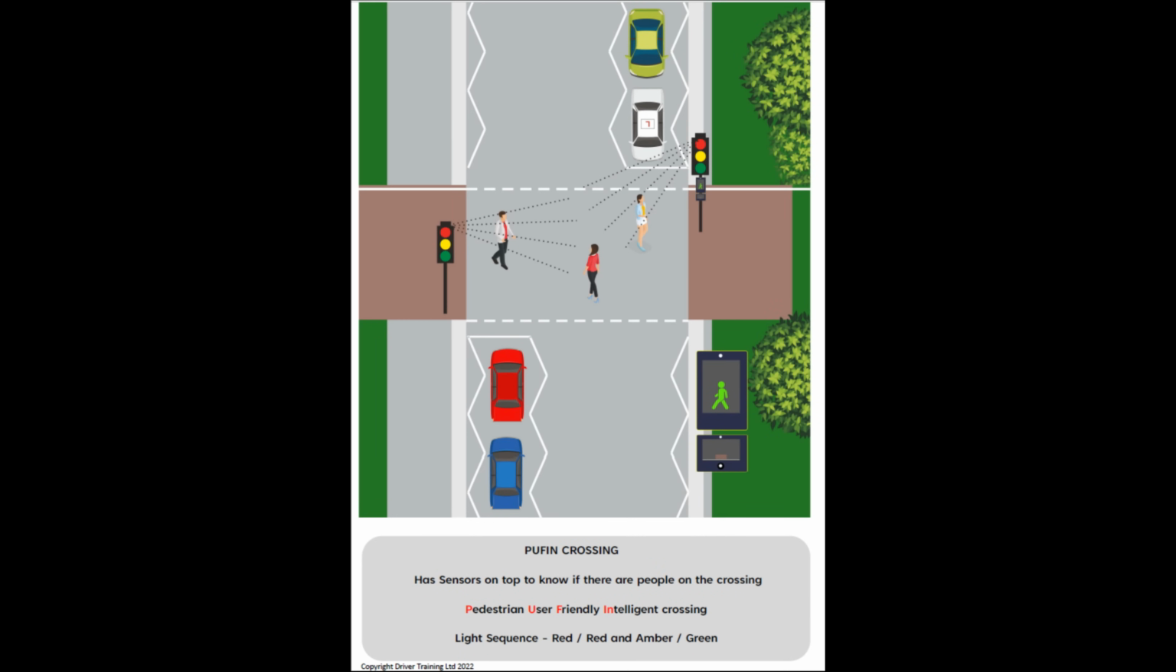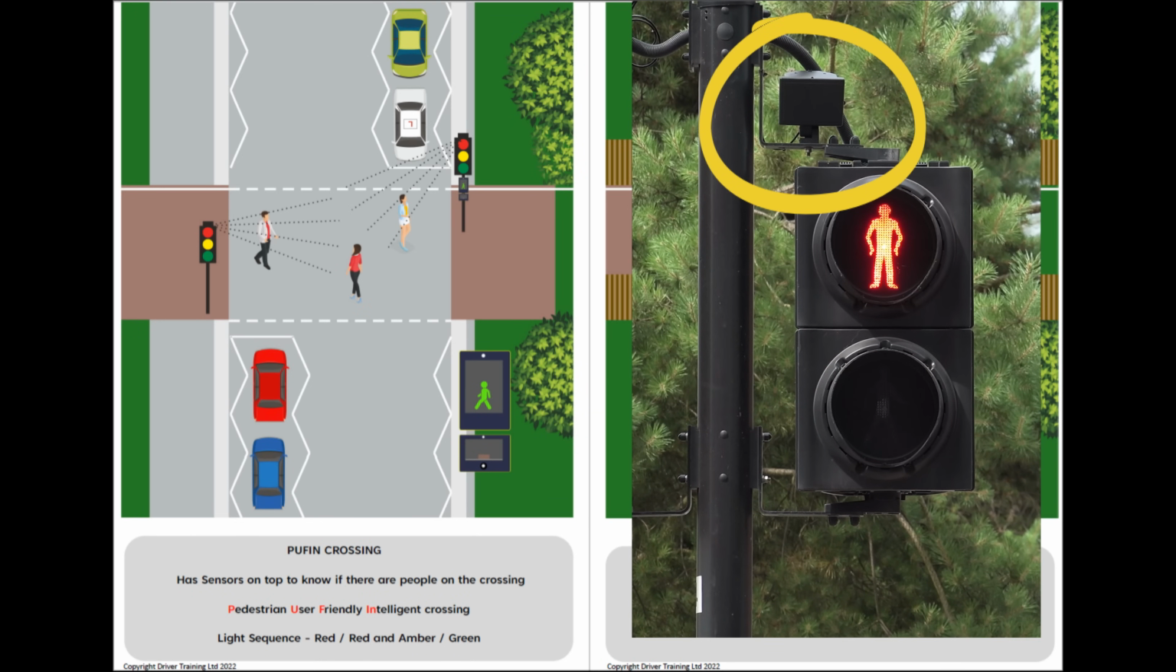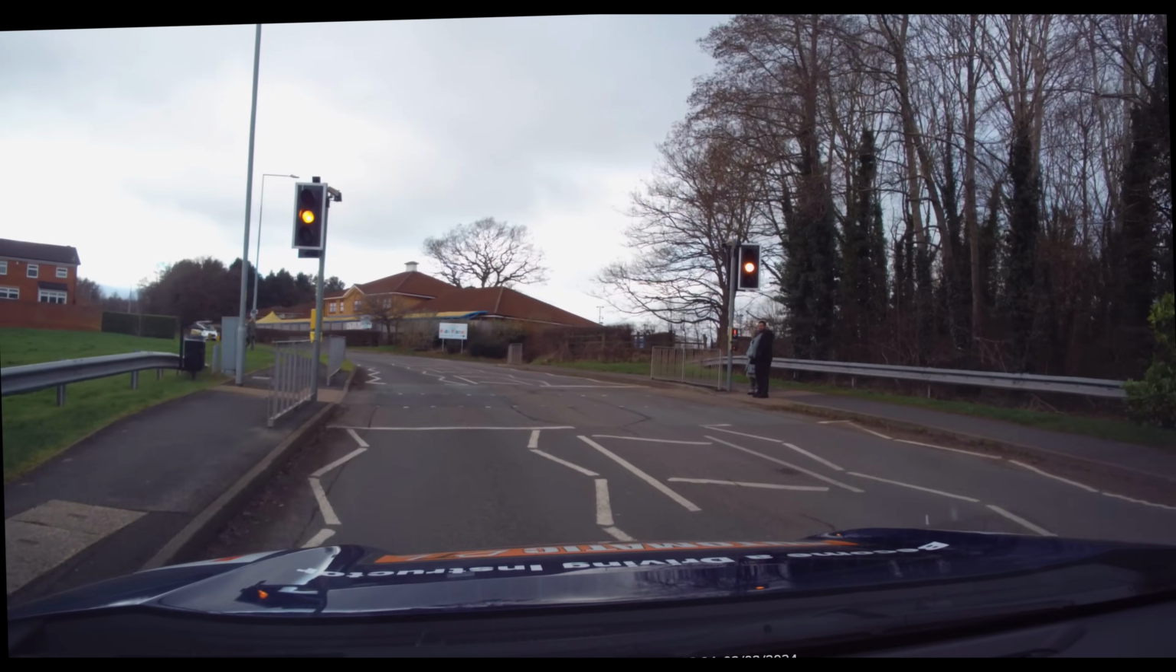Then you have a puffin crossing. Now, the puffin crossings are the ones that look like they've got the little camera on top of the light. And what that is, it's actually an infrared beam sender. So what it does, it sends a load of infrared beams down onto the crossing. So while there are people on the crossing, the infrared beams are broken, so the crossing knows to stay on red. When the people disappear from it, those infrared beams go back to normal. The crossing knows that it's clear and can change light. So puffin stands for pedestrian user-friendly intelligent crossing.